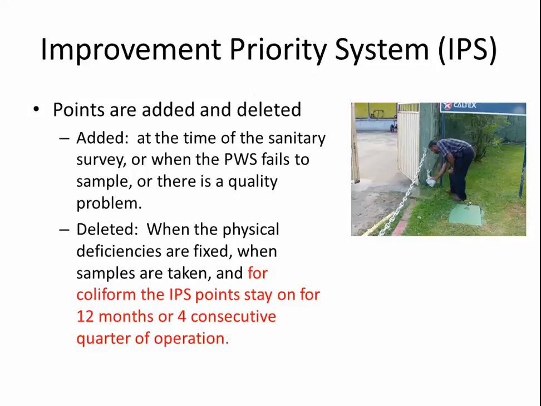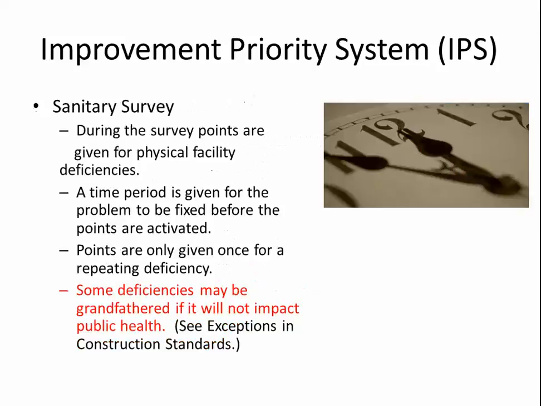For coliform bacteria, the IPS points stay on for 12 months or 4 consecutive quarters of operation. So those points are really hard to get rid of, and the moral of that story is don't forget to take your coliform bacteria samples. Or if you have questions on how many to take and when, please call us, because it's better that we talk you through it than it is to guess and then possibly get demerit points.